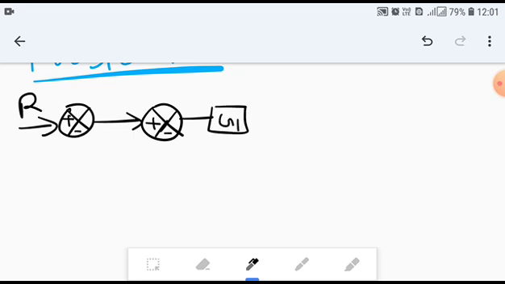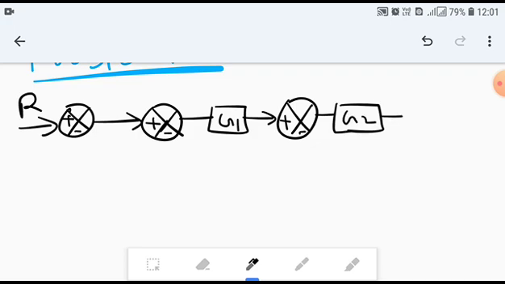This is G1 and another summing point here we have plus and minus, and then here we have G2, then again the forward path G3, then we have the summing point here, then we have the output C finally. Okay, so here you can observe this is not the complete problem, I am just explaining. G1, G2, G3 are in forward path. Okay, now further the given problem I am drawing here.